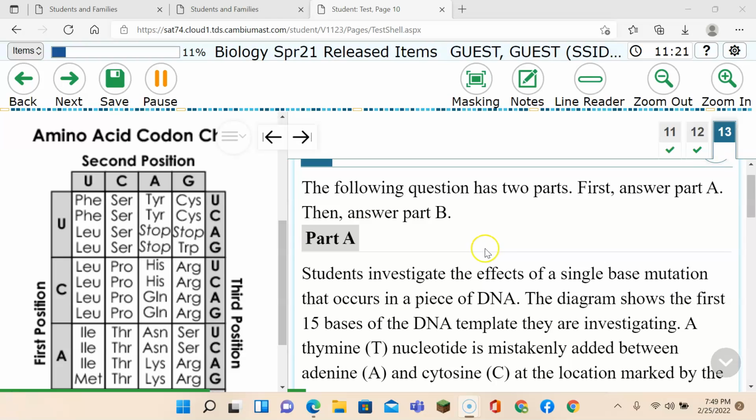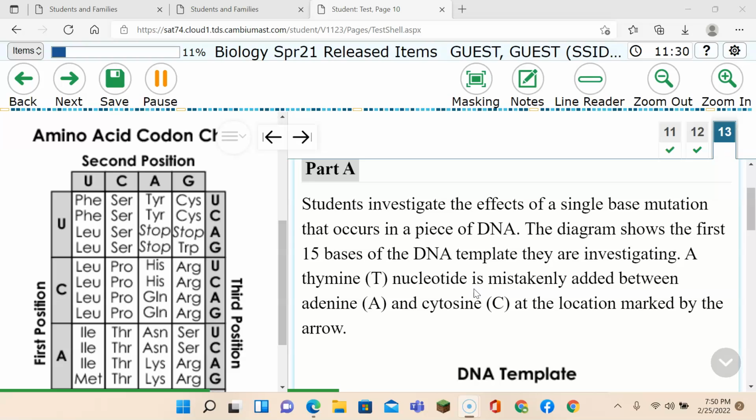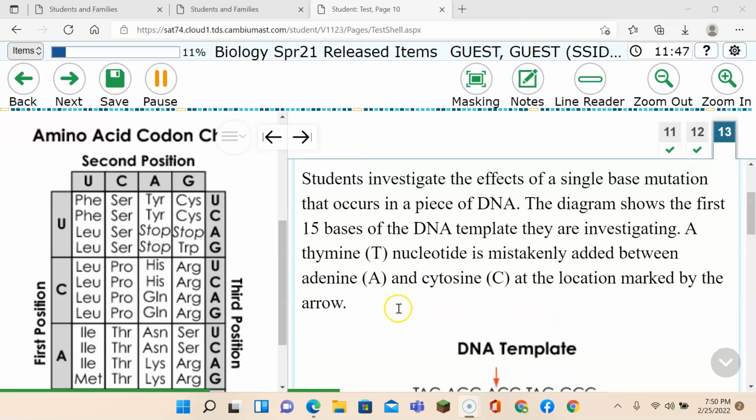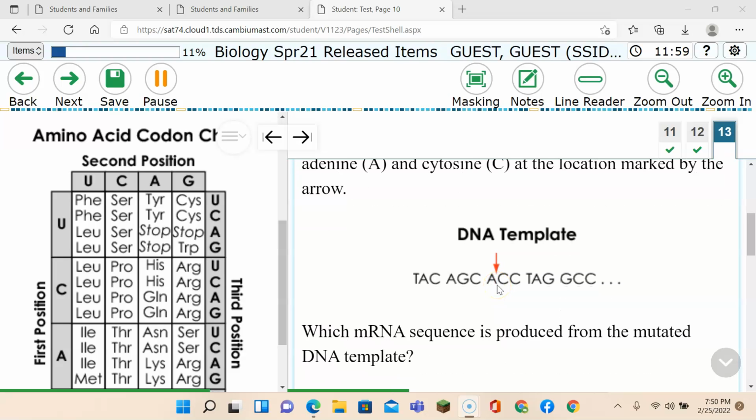Question number 13. The following question has 2 parts. First, answer part A, then answer part B. Part A. Students investigate the effects of a single base mutation that occurred in a piece of DNA. The diagram shows the first 15 bases of the DNA template that they are investigating. A thymine nucleotide is mistakenly added between the adenine and the cytosine at the location marked in the arrow. So let's look here. Here's our DNA. And you can see where the base was added between the A and the C. Okay, and that would be a T that's got added.